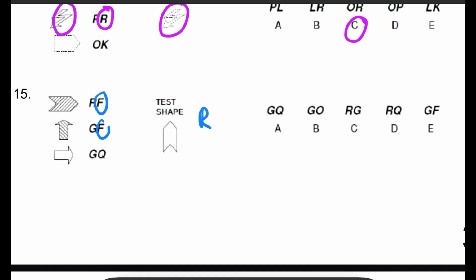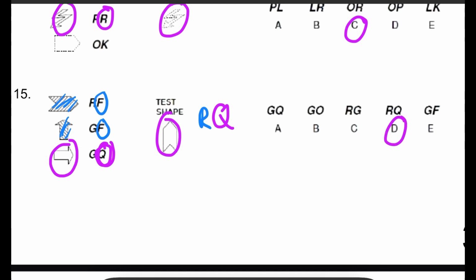These two both have an F as the second letter, and they both have stripes. This one is unstriped, and so is this one. So the second letter here is a Q, so the second letter here will be a Q. RQ, so the answer is D.